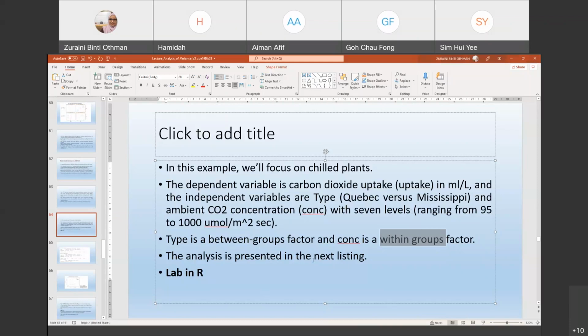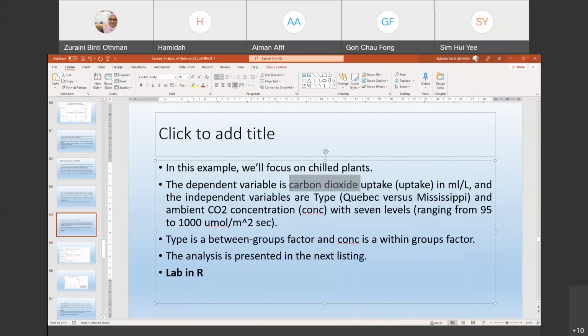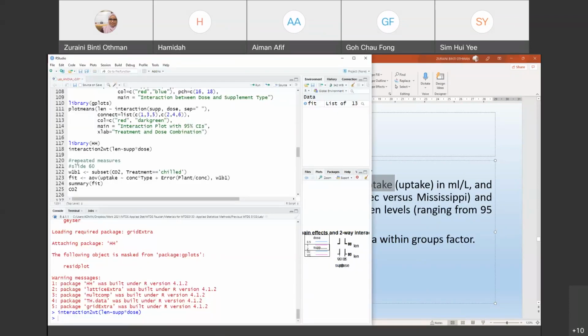The analysis is presented in the next listing. Now we will do this in R. Remember, our dependent variable is carbon dioxide uptake. We want to know, from the factors, is there any difference for this dependent variable? Now let us do it in R.